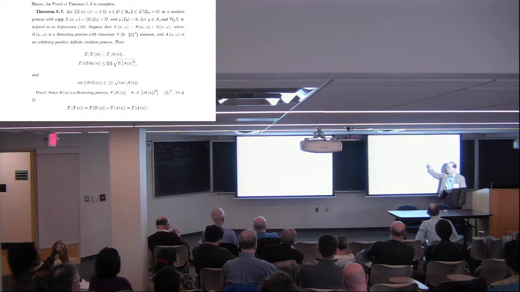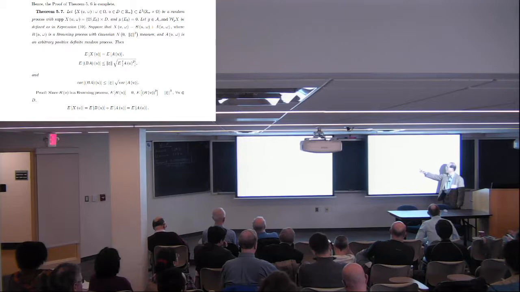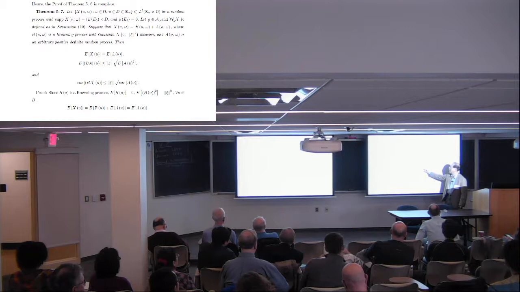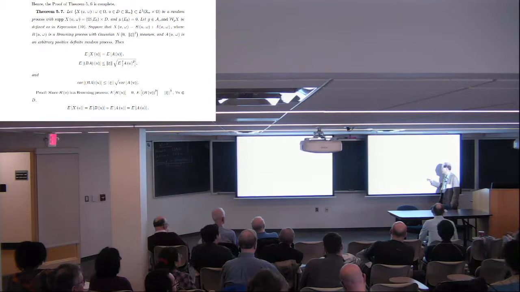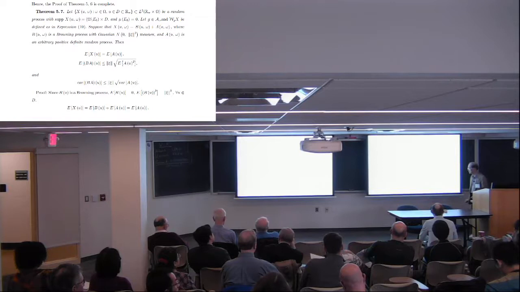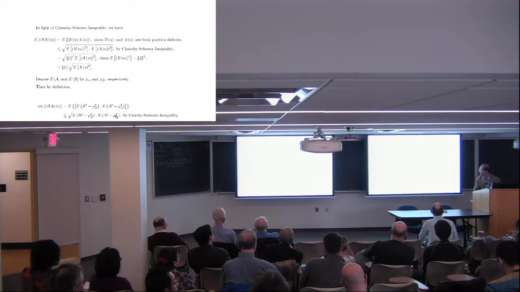And this expectation of B A is actually less than or equal to eta and the second moment of A sub U. And the covariance also has this bound. All right, so this we can estimate, and this is less than or equal to the arbitrary noise. Okay, so this is the proof.